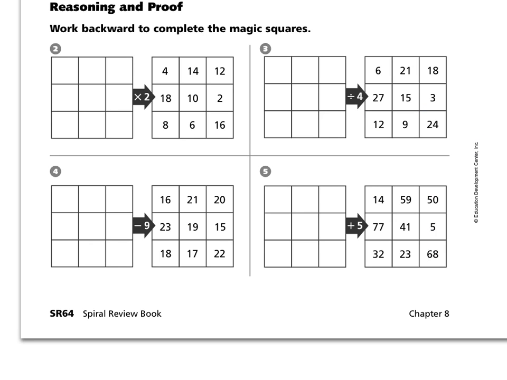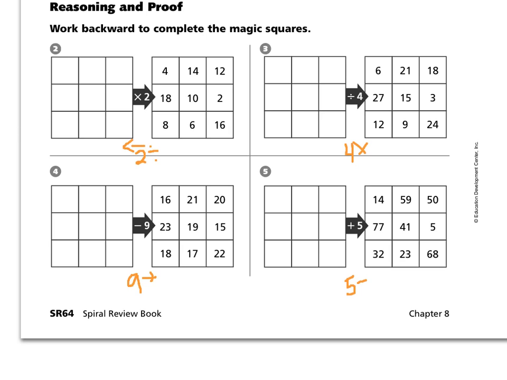Work backwards to complete the magic squares. So remember, if I'm going backwards, I'm going to do the opposite. So for this one, I would divide it by 2. I would multiply by 4. I would add 9, and I would subtract 5.